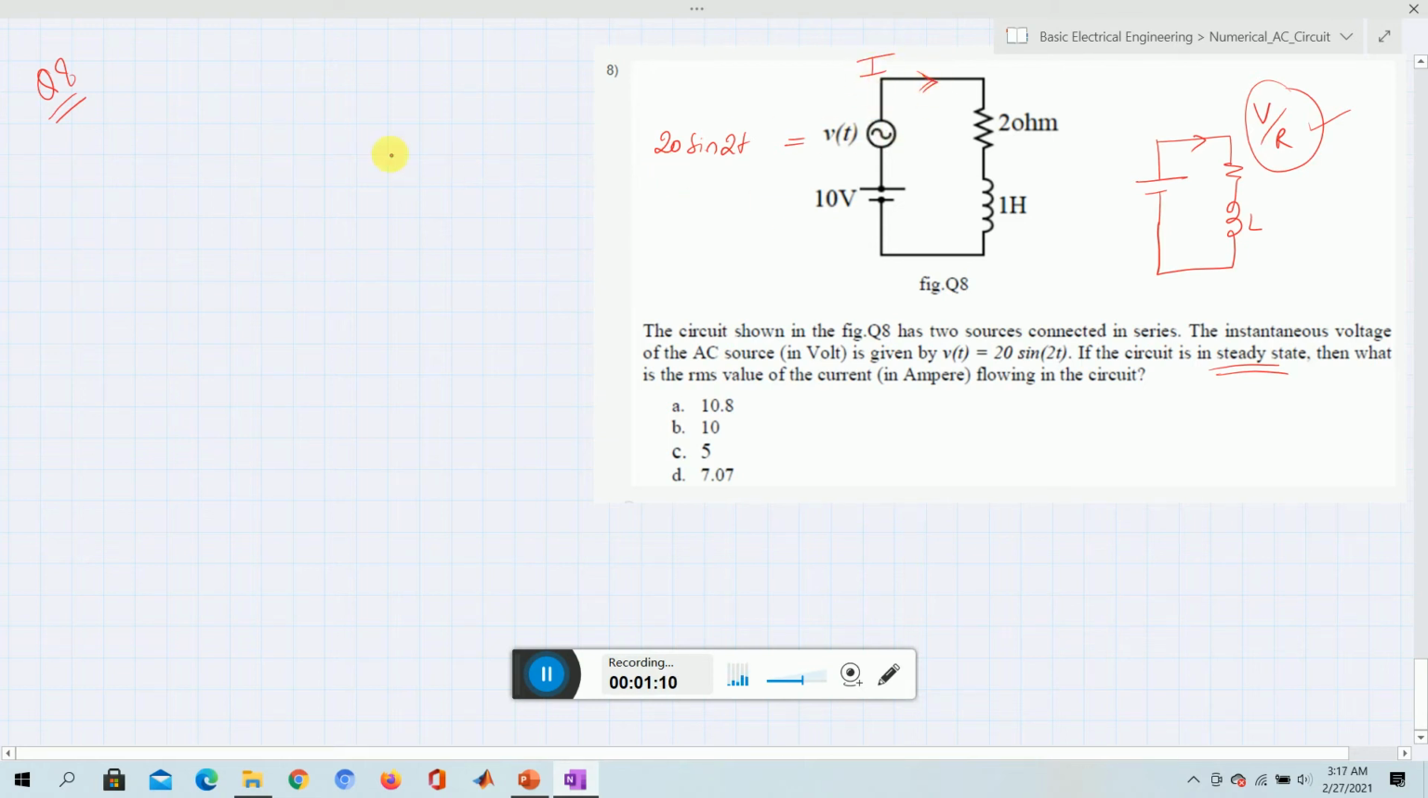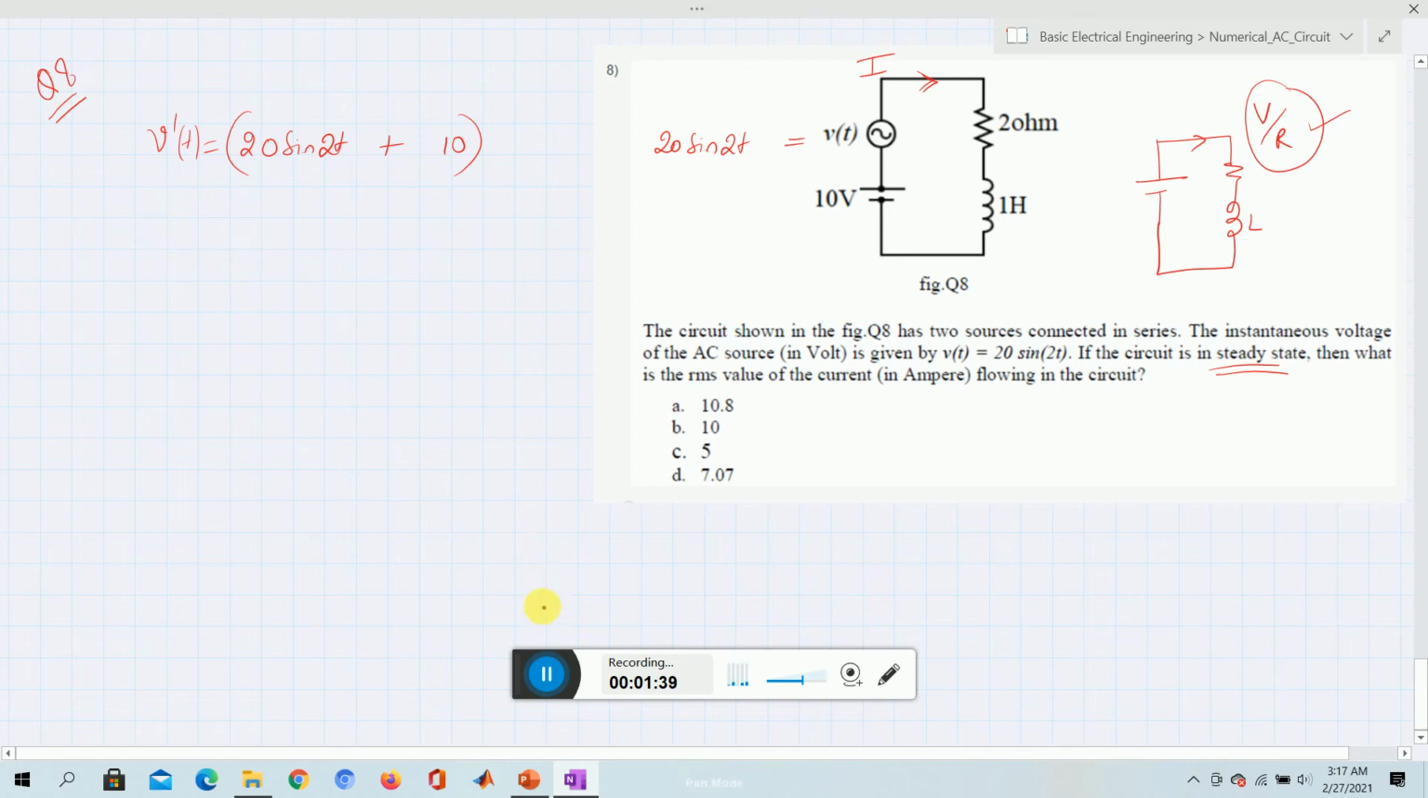So we can say the net voltage, let us say v'(t), is equal to this voltage, 20 sine of 2t, plus the voltage over here, 10 volts. So we can write this as the total voltage which is given here. And also we need to find the current here. So I can write the current as, let us write this properly.